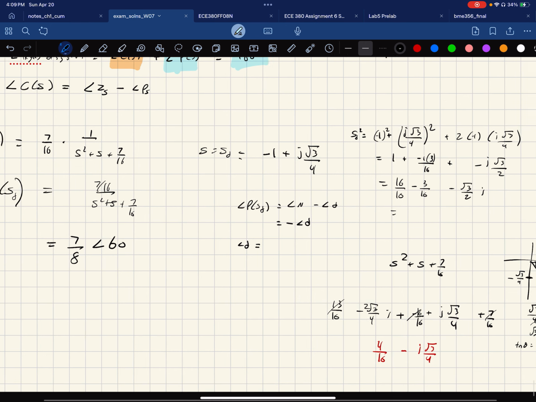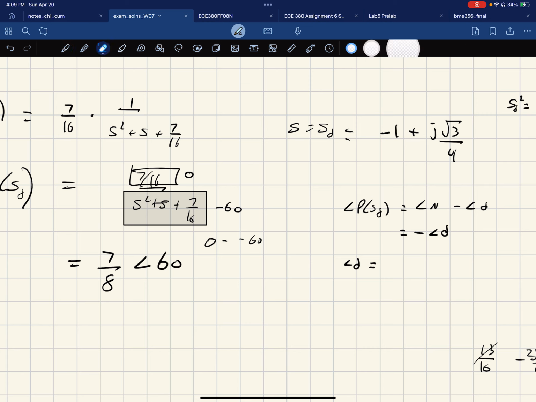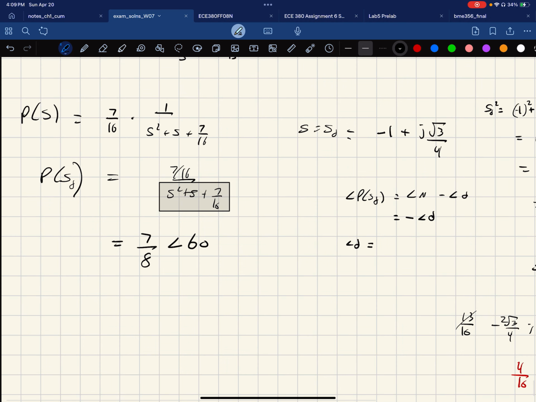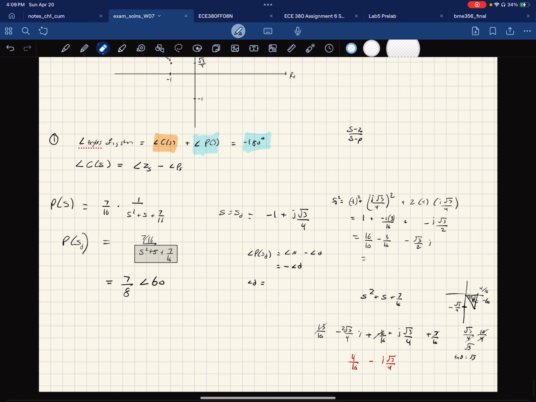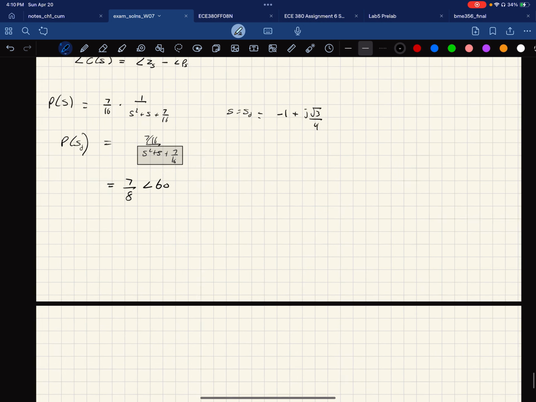And so that means that the angle of this guy is minus 60. And the phase of this guy is 0. And 0 minus minus 60 is 60. And so I can see that my calculator was actually right. But again, as usual, don't do this, just because it's not required. Anyways, so yeah, the angle of P(sD) is going to be 60.